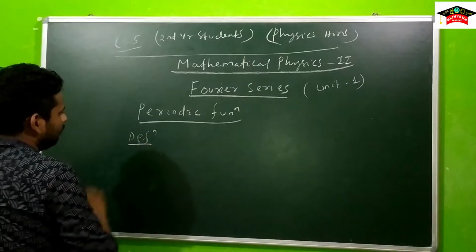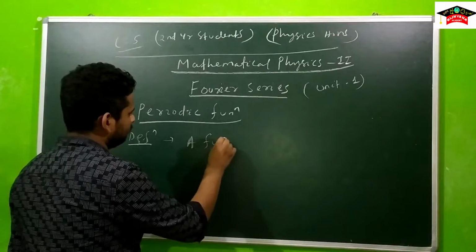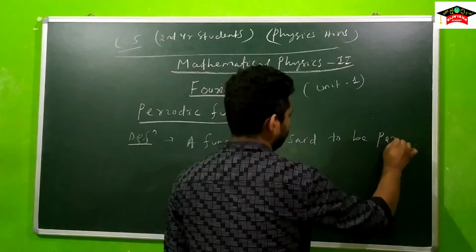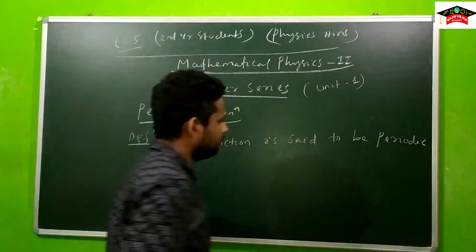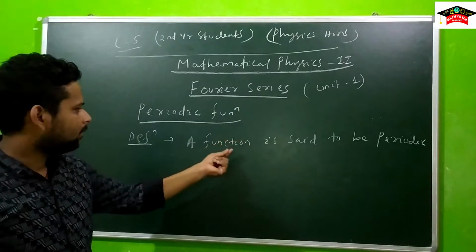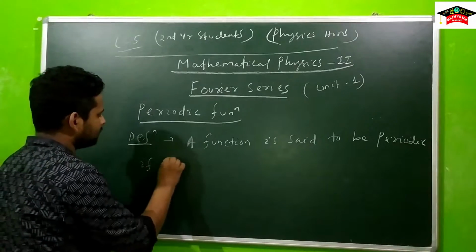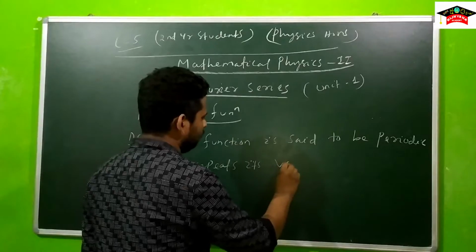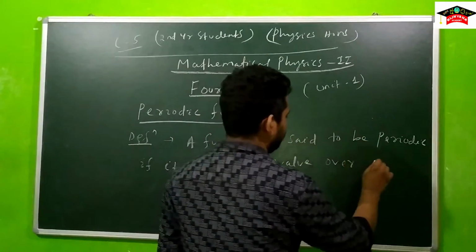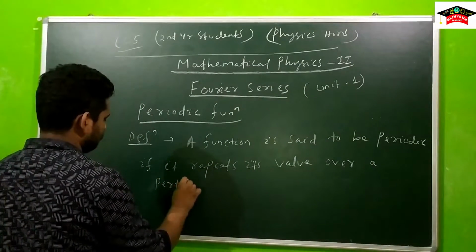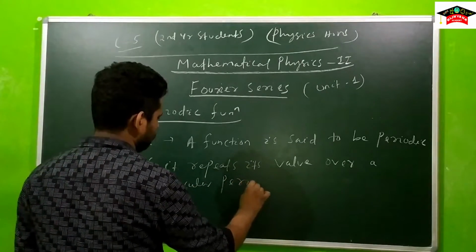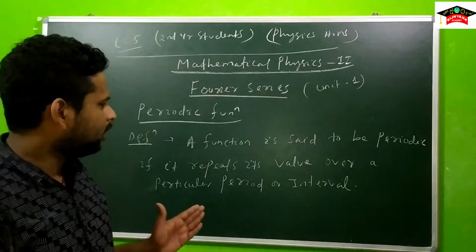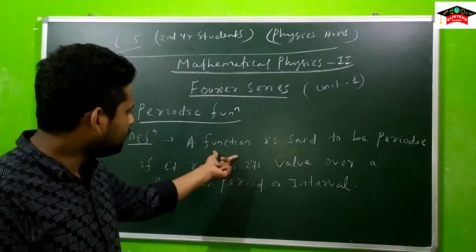So periodic function, basically we can define it and write that definition. What is periodic function? I will explain in detail. A function is said to be periodic. On which condition is a function said to be periodic? If it repeats its value over a particular period or interval, which means in a particular period or interval we get the exact value of the function which we got in the previous period.